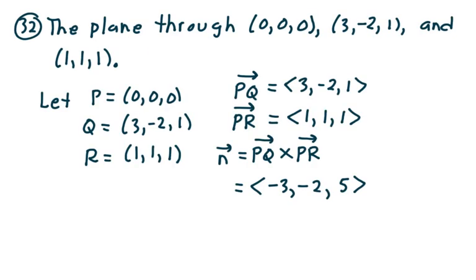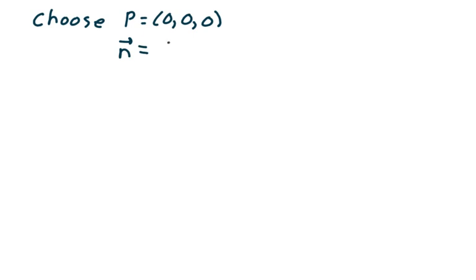Now, I'm going to choose the point (0, 0, 0). You can choose any one of the points, and I claim you're going to get exactly the same plane. My normal, let's remind ourselves, is (-3, -2, 5).